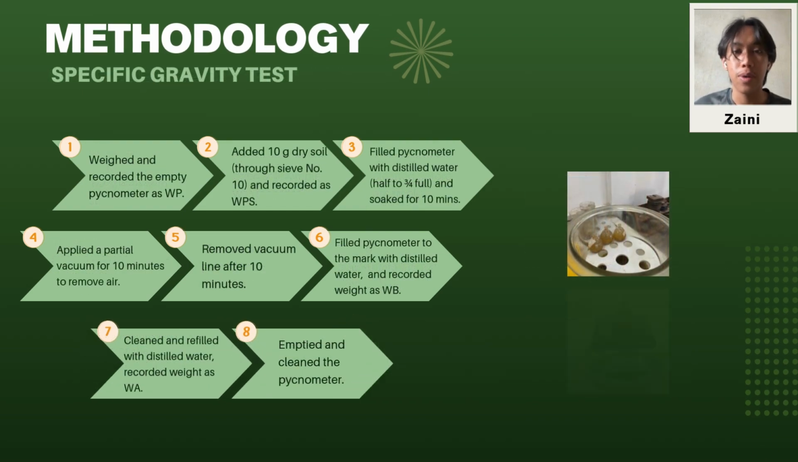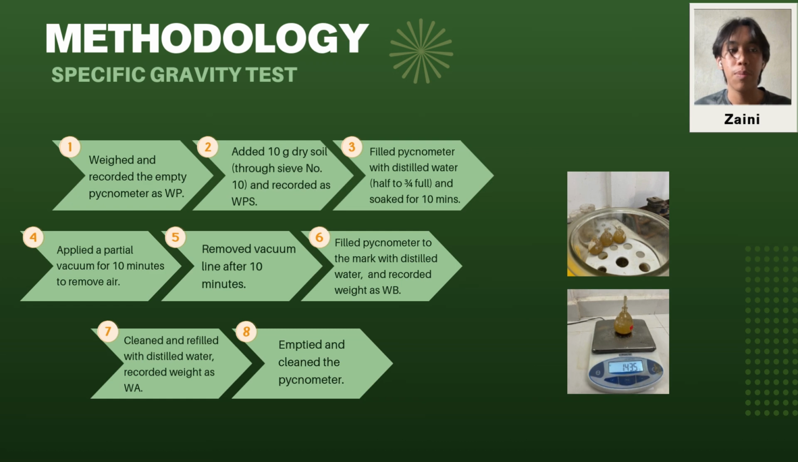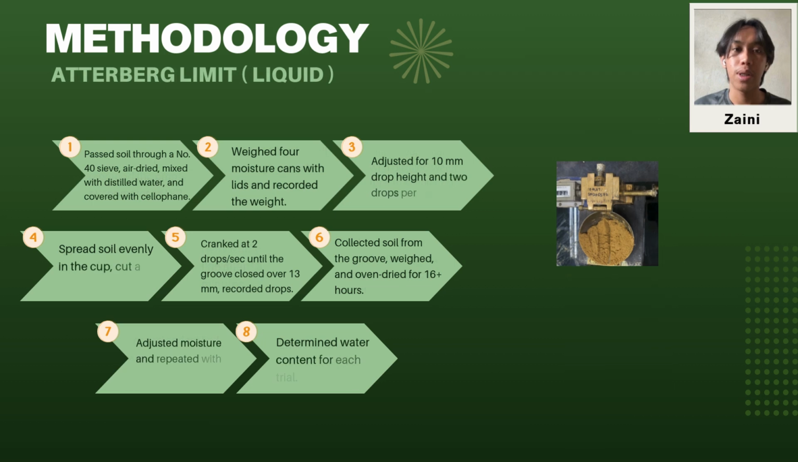For the specific gravity test, we weighed the empty pycnometer and recorded it. Then we added 10 grams of dry soil to the pycnometer and recorded the weight again. We added distilled water, soaked the soil for 10 minutes, and applied a vacuum to remove air bubbles. After that, we filled the pycnometer with water, cleaned the outside, and weighed it. Finally, we emptied and cleaned the pycnometer, refilled it with only distilled water, and recorded the weight to calculate the soil specific gravity.